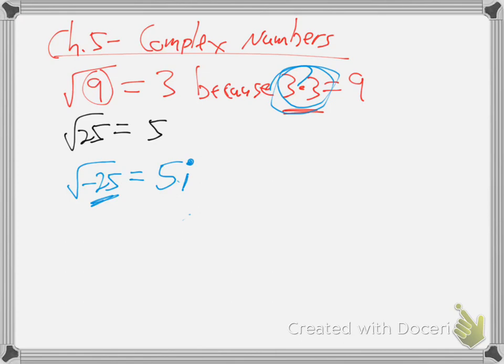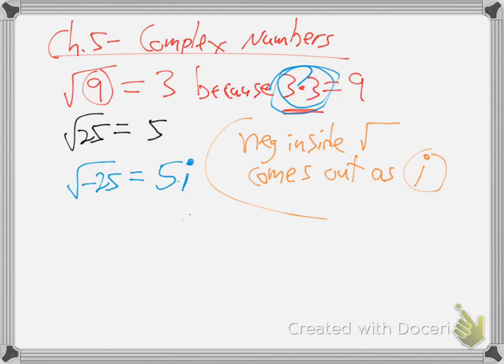So when you have a negative in a root, it's not real. There is no real number times itself that's negative 25 or negative anything. So what you do is you just do the root. Root 25 is 5, and then you just throw the i out there for imaginary. So a negative inside of a root comes out as i. That's the moral of the story.